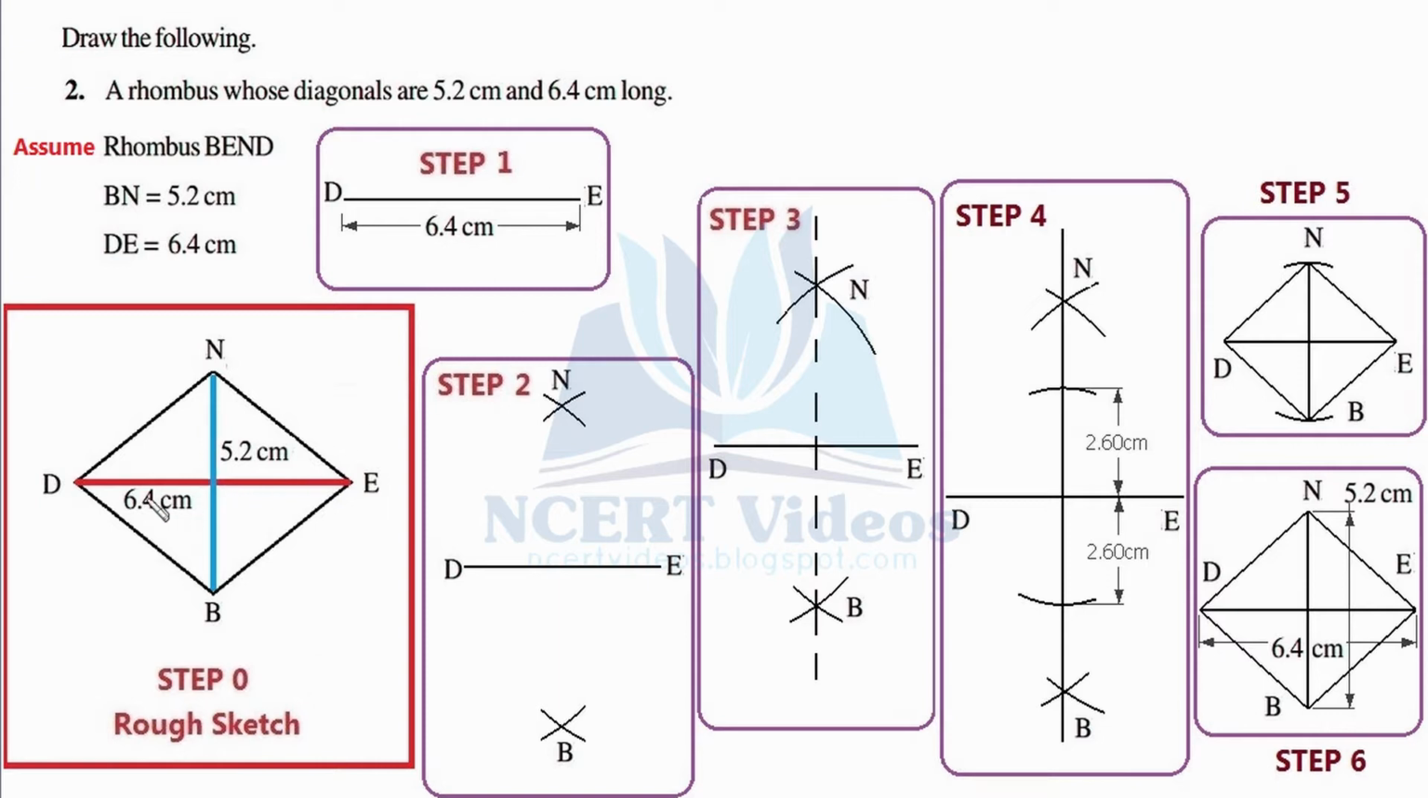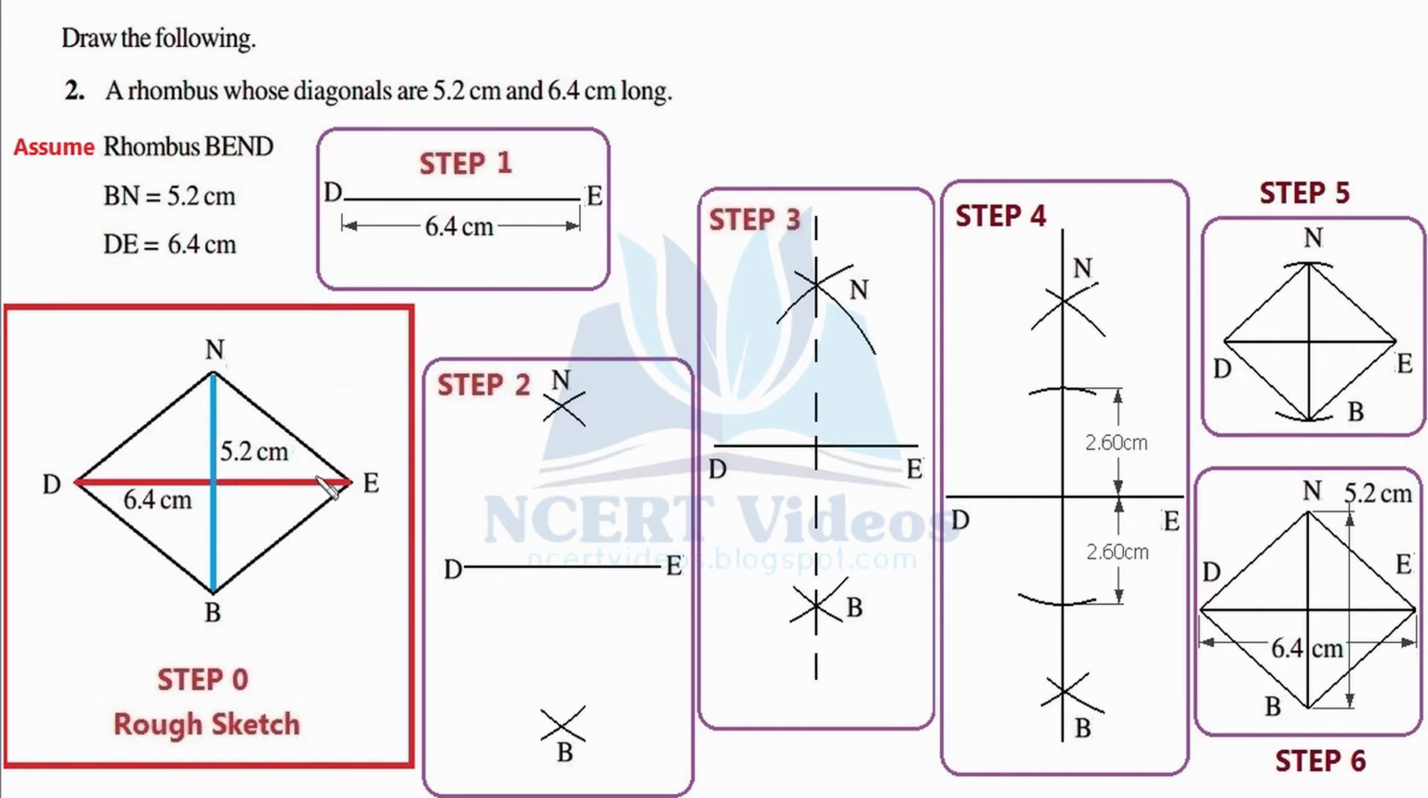In step number 1, we simply construct the horizontal diagonal, that is DE equals to 6.4 centimeter, with the help of a ruler with actual measurement of the ruler. We mark down its vertices as D and E. Pause it and try to construct yourself.